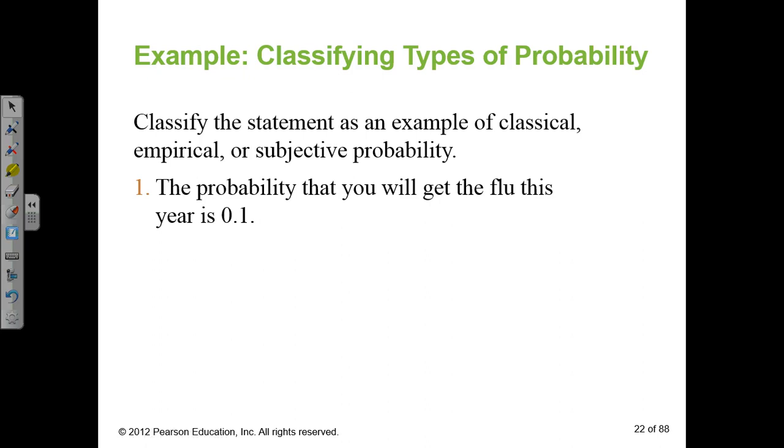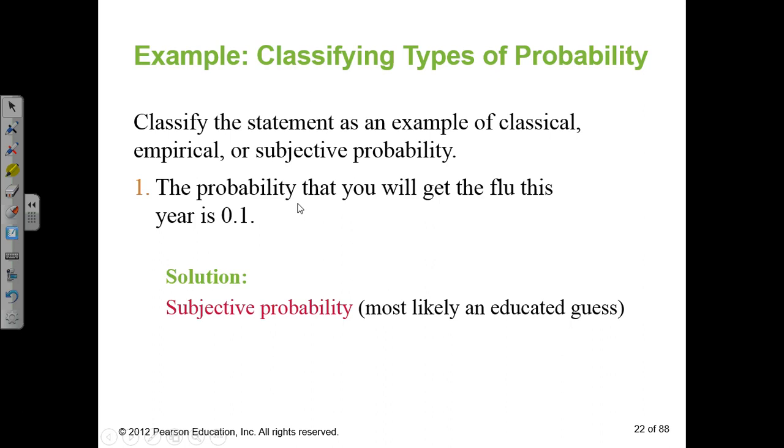Now let's look at 3 different examples and see if you can figure out whether this is an example of a classical probability, an empirical probability, or subjective probability. The probability that you will get the flu this year is about 10%, 0.1. Well, that's probably done by a nurse or a doctor or someone with education. So it's done as an educated guess. So that's subjective probability.